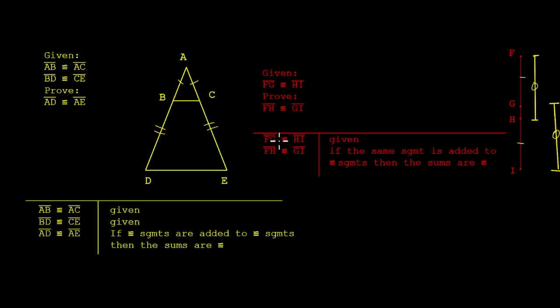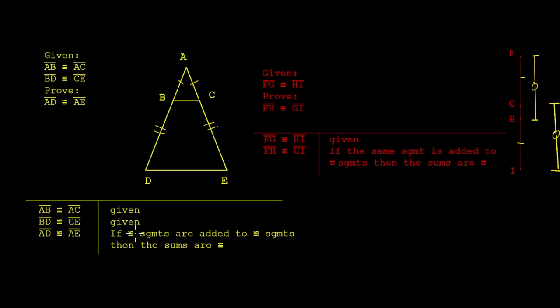well. So FG is congruent to HI, given, these two here. FH is congruent to GI because if the same segment is added to two congruent segments, then the sums are congruent. Make sure you can see the difference.